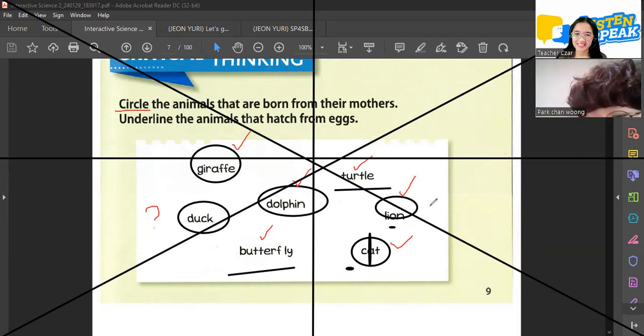Wait, this will be wrong. Okay, oh, that is a dog. Wait, don't erase it. Okay.